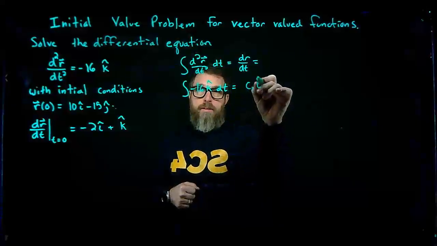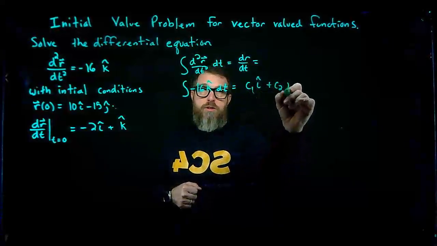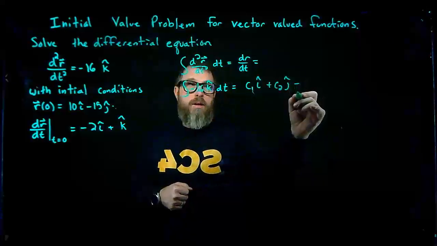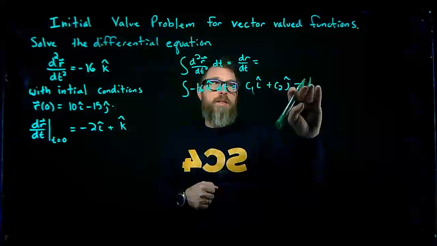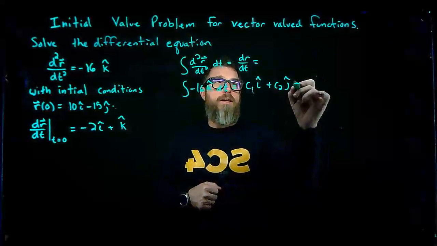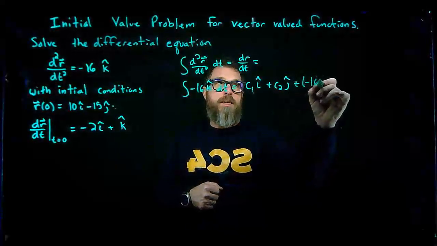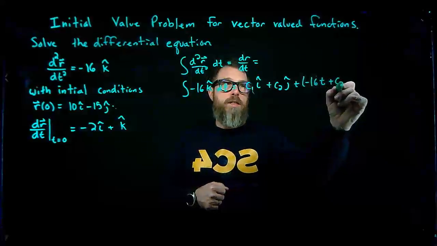c1i plus c2j plus, I'm going to say it this way, a negative 16t plus c3k.